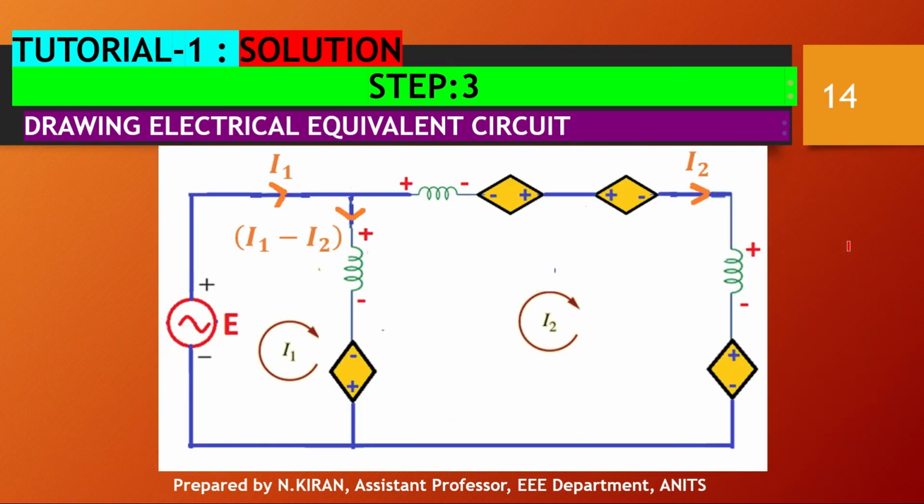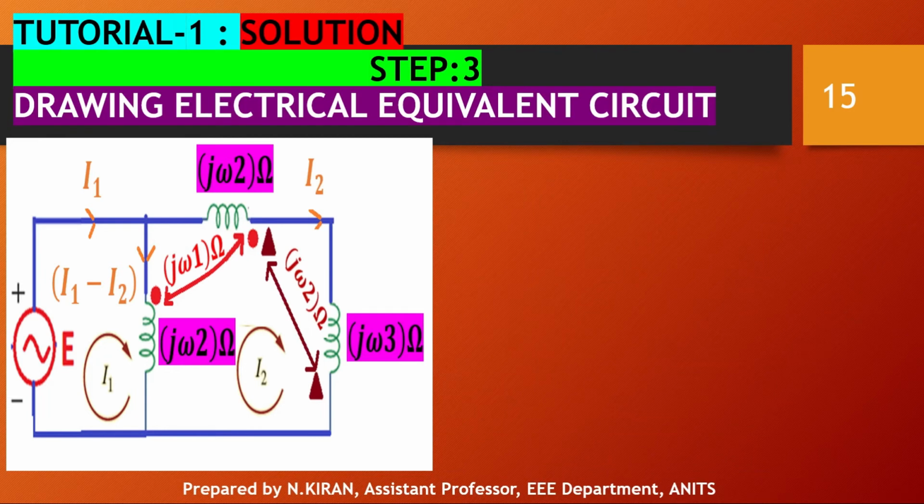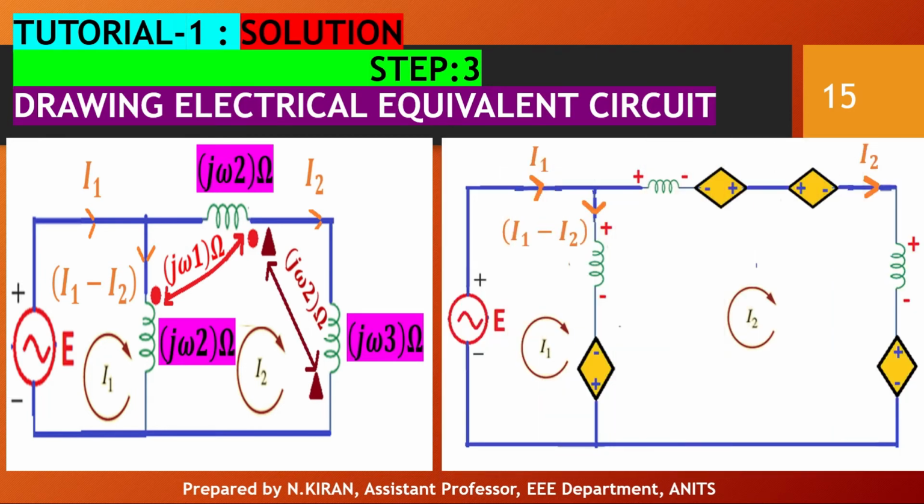After obtaining the polarities of the mutually induced EMF, now we have to write the respective expressions for self-induced EMF as well as mutually induced EMF in all three coils. First, let me consider the first coil. The inductance of the first coil is j omega 2 ohms, and the current flowing through it is I1 minus I2. Therefore, the self-induced EMF in the first coil will be j omega 2 into I1 minus I2.